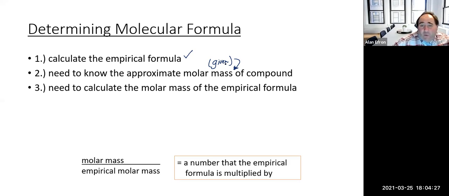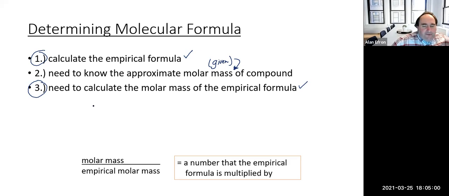Or they may even give you a range, like, hey, this guy's molar mass is somewhere between 100 and 120 grams per mole. But somewhere in the problem, they will give you that sort of information. They'll give you somewhere that this is pretty much the molar mass of the compound. The other thing that you need to calculate is the empirical formula's molar mass. So usually number 1 and number 3, you kind of need to calculate a lot of times. And again, you just do the same process we just did.